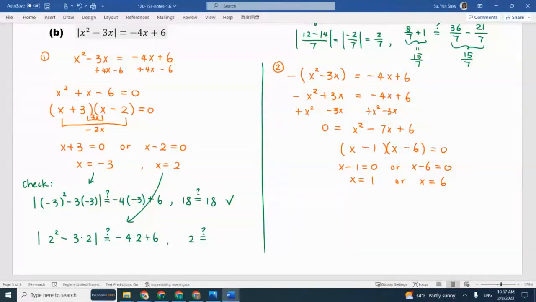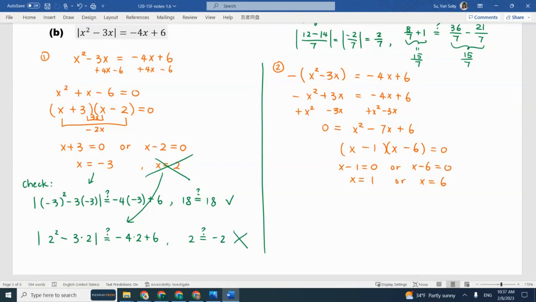Hi. Negative 4 times 2 plus 6. Negative 2. Oh, is the left hand side equal to the right hand side? No. So this is not a solution. Oh, not all of them are solutions.